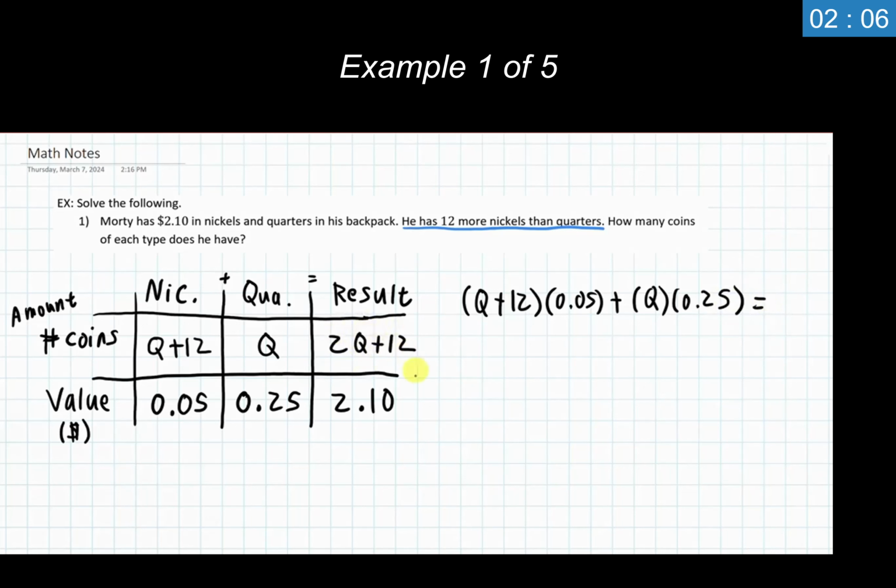Now the common knee-jerk reaction is to say, well, I'm then going to multiply the total number of coins by the total value. And this is where we have to pause on this. This is a value of all of the nickels. This is the value of all of the quarters, and I should be getting a resulting amount in value here. So this is only going to be the $2.10 at the very end.